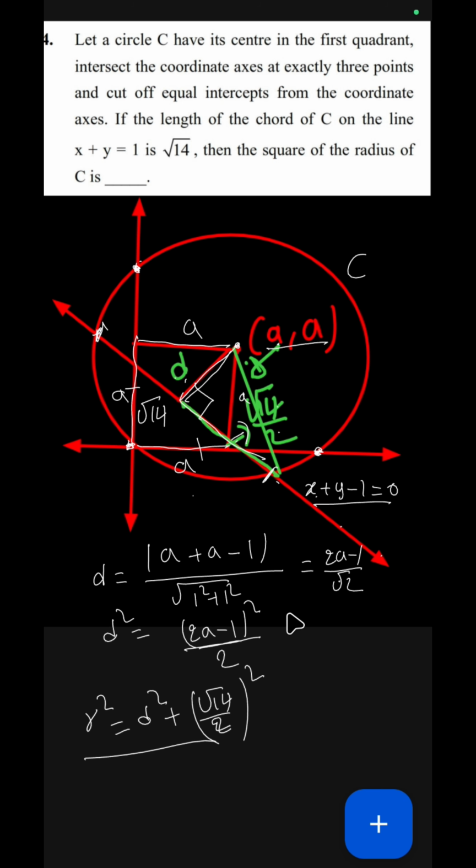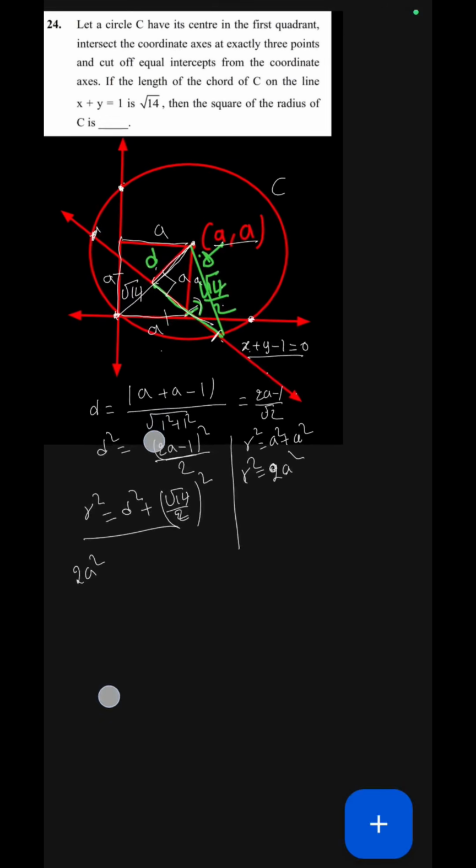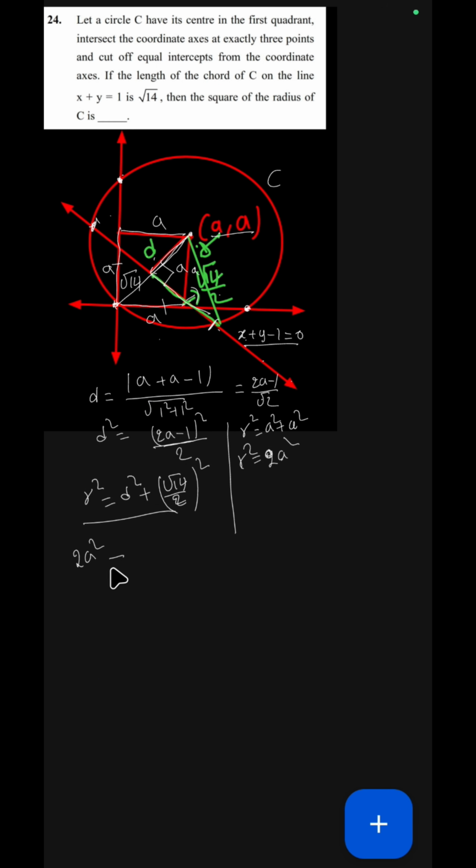It is one relation. The other relation, look, the radius is this, so this is a. So r square is equal to a square plus a square. r square is equal to 2a square. So r square is equal to 2a square, substitute here. 2a square is equal to d square, meaning (2a minus 1) whole square by 2, plus root 14 by 2 whole square, which is 14 by 4, so 7 by 2.